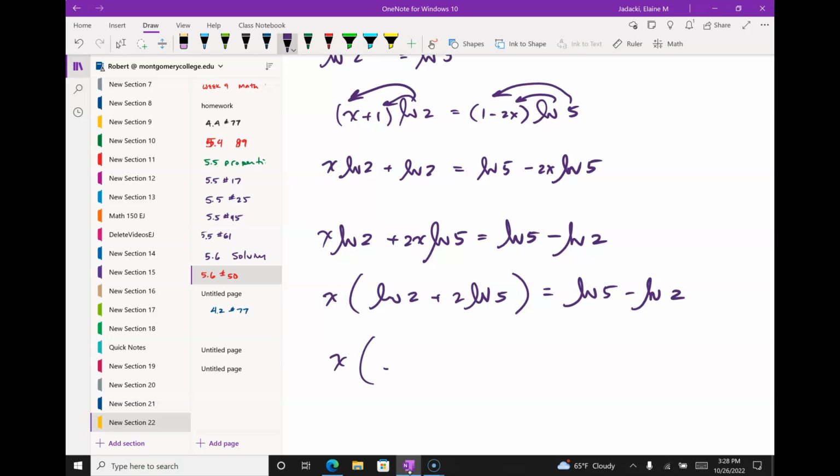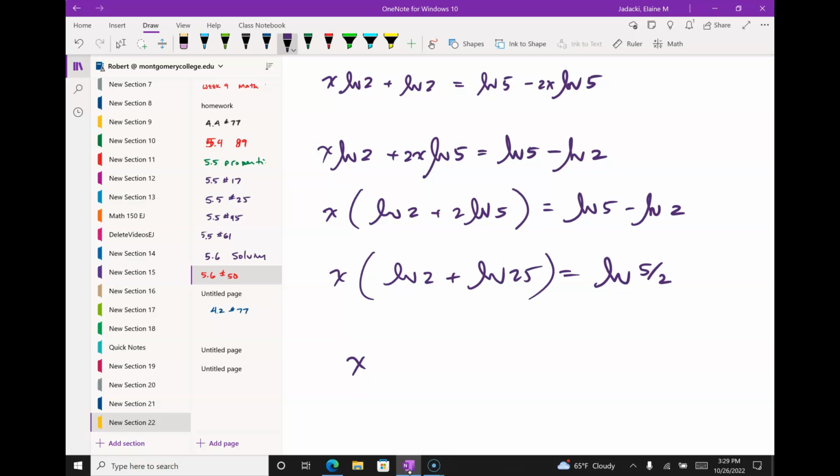So what does this one become? I got the ln of 2 plus what? Ln of what? Ln of 2 plus ln of what? Five squared, right? That 2, that's a coefficient, becomes the exponent of the argument. So ln of 25 equals ln of what? What property do you see there? I'm subtracting 2 logs. So what do I do with the arguments? Divide.